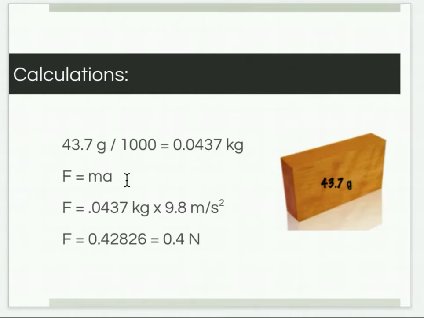Then you use the equation force equals mass times acceleration. We're trying to find the weight of the block, or gravity's effect on the mass, and remember, weight is a force. So you take the mass that you just found and multiply it by acceleration due to gravity, 9.8 meters per second squared, and you get a rounded answer of 0.4 newtons.